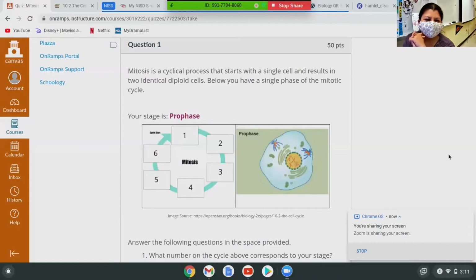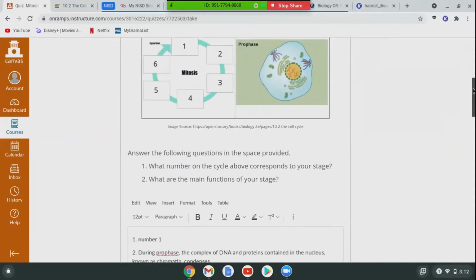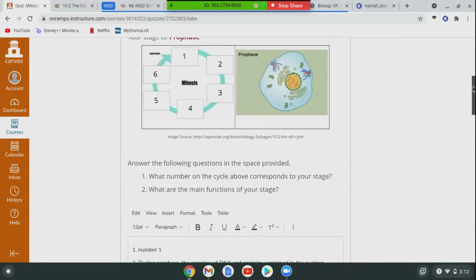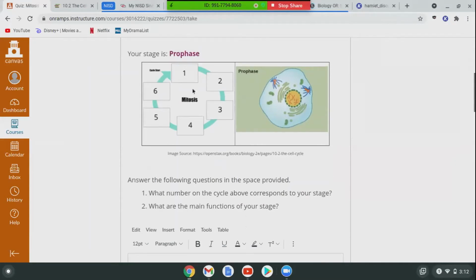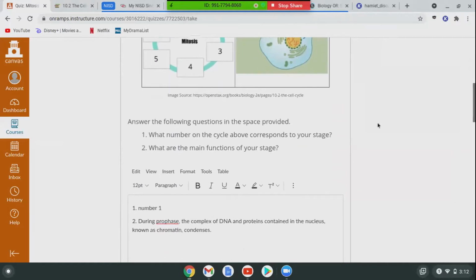Okay, so this is our first question. What's the number of the cycle that corresponds to our stage, which is prophase? Prophase is the first step of mitosis, so put 1. And then with the main function of our stage, put: during prophase, the complex of DNA and proteins contained in the nucleus, known as chromatin, condenses.